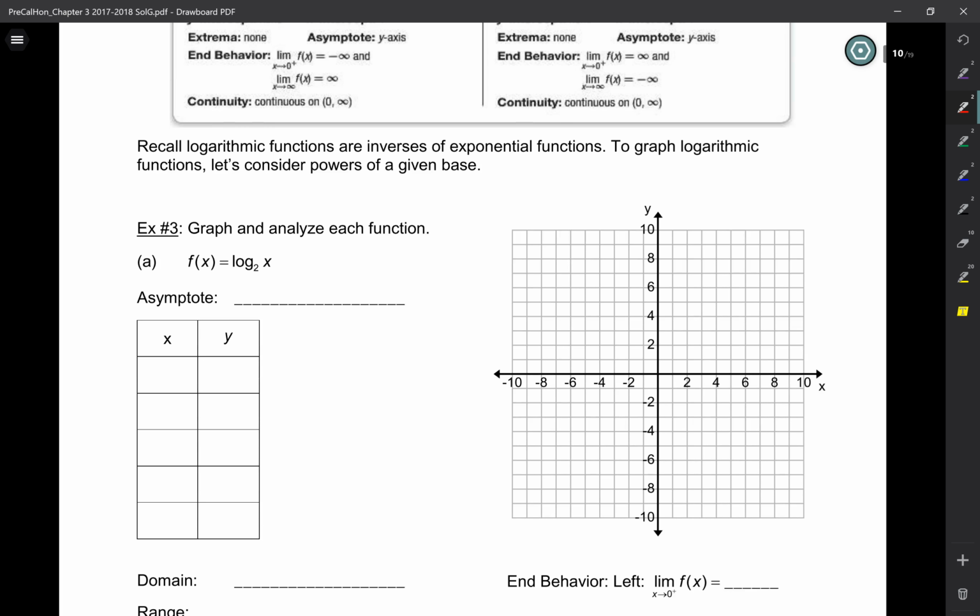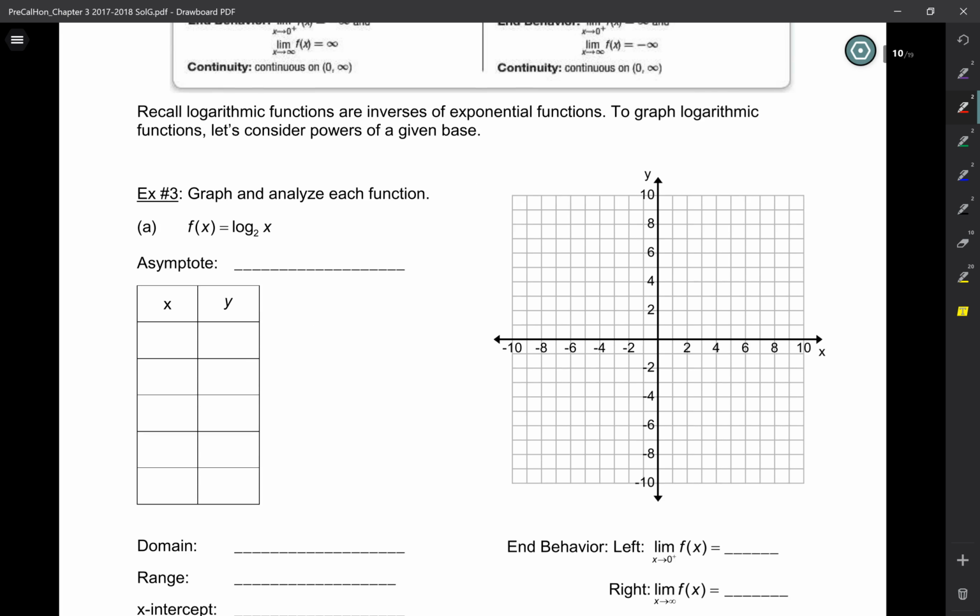So let's take a look at these functions now. We're going to graph log base 2 of x, okay? Now, what is a logarithm? What is the answer to a logarithm? An exponent, right? So if I have y equals log base 2 of x, what's the y? The y is the exponent. What's the base? 2. So let's think about powers of 2.